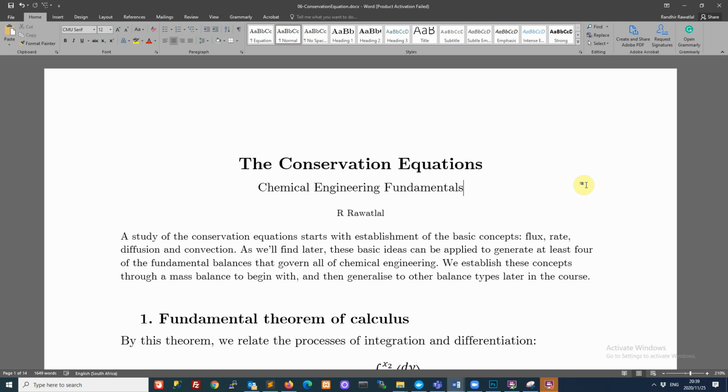Hello and welcome to this session where we are developing the conservation equations. So up to this point in this part of the course, we've been developing the material balance, and we derived it for various situations in various geometries, sometimes in different types of coordinate systems. Sometimes we had spheres, sometimes cylindricals, sometimes rectangular or Cartesian coordinates.